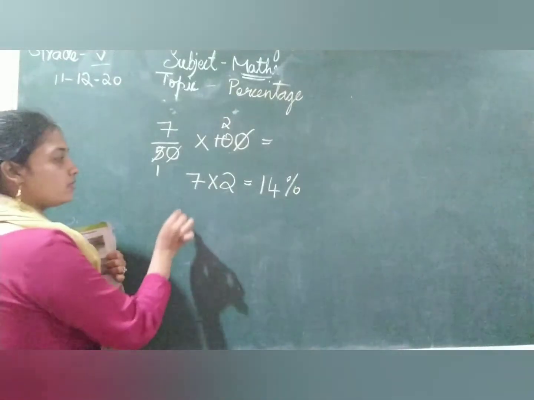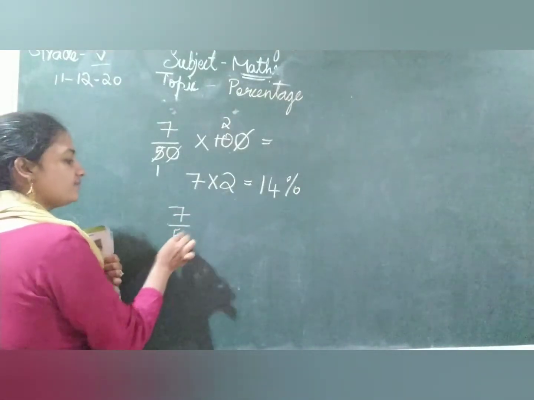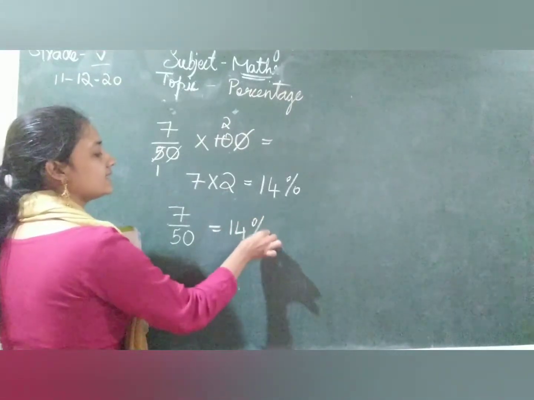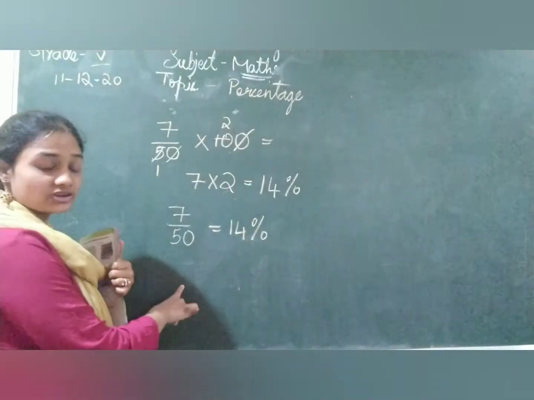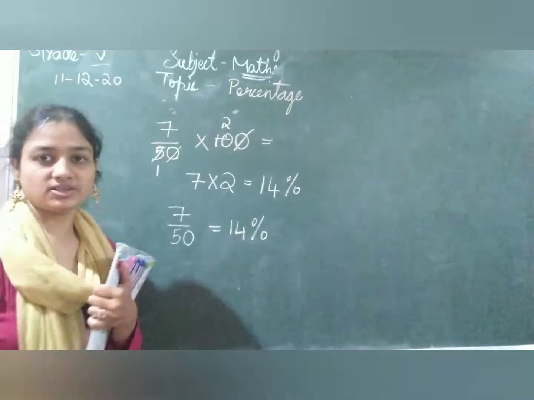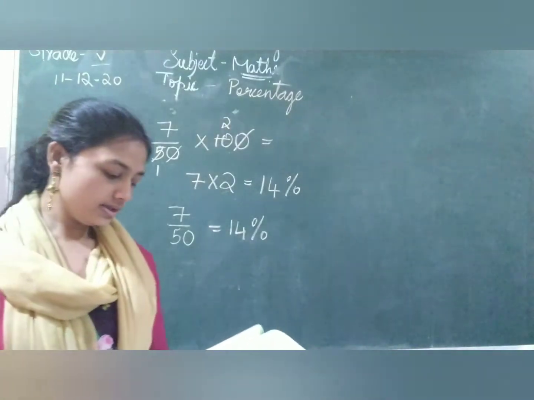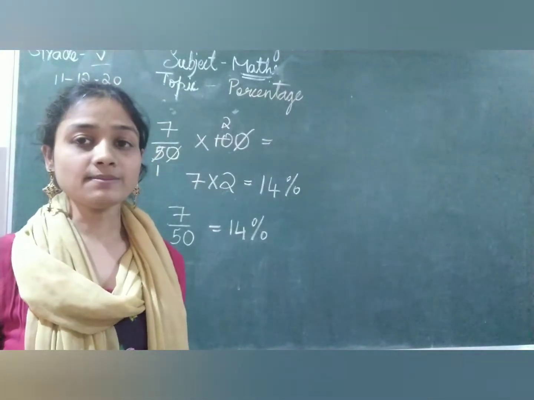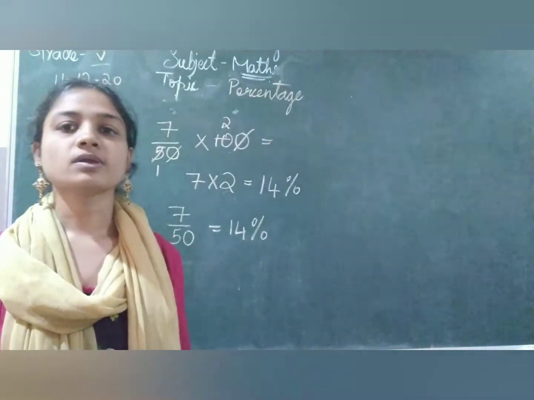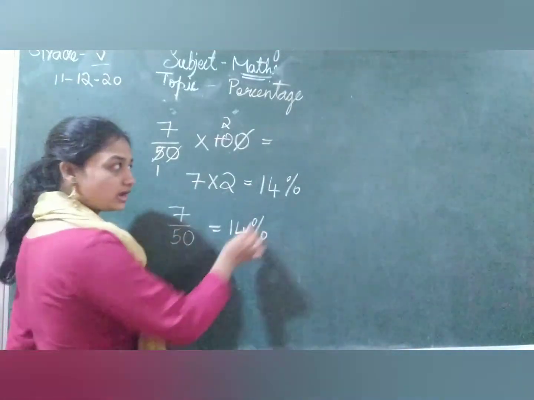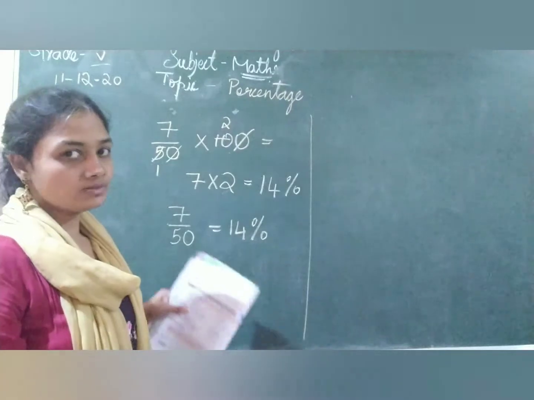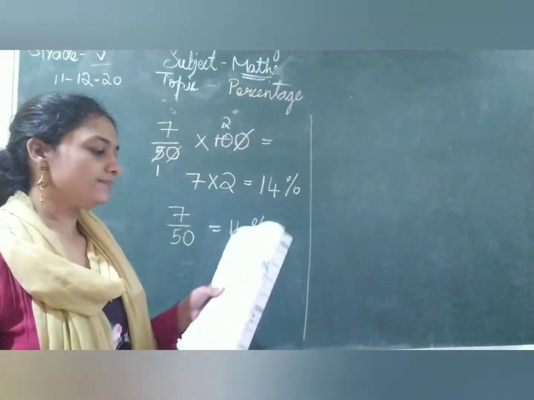So the answer for 7 by 50 is 14%. We have converted the fraction into percentage here. So let us see the next one, how to convert decimal to percentage. So you understood, children, how to convert fraction to percentage? When we work out the sums, I will explain you more, okay?